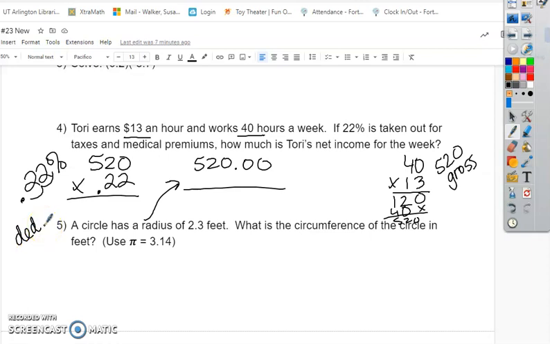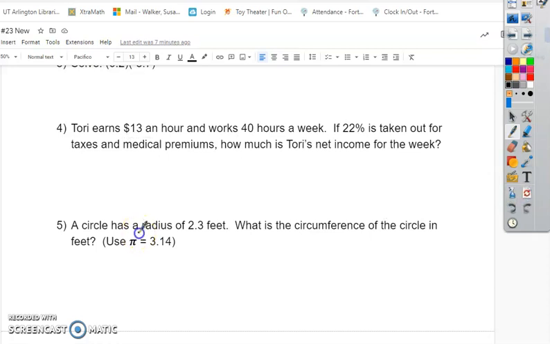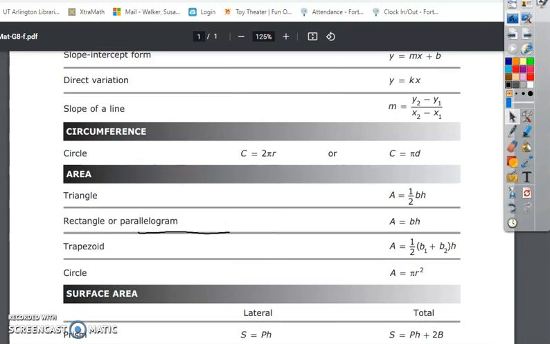Okay, number 5 says a circle has a radius of 2.3 feet. What is the circumference? Circumference, 2 pi r. I don't want to use this one because I know radius.